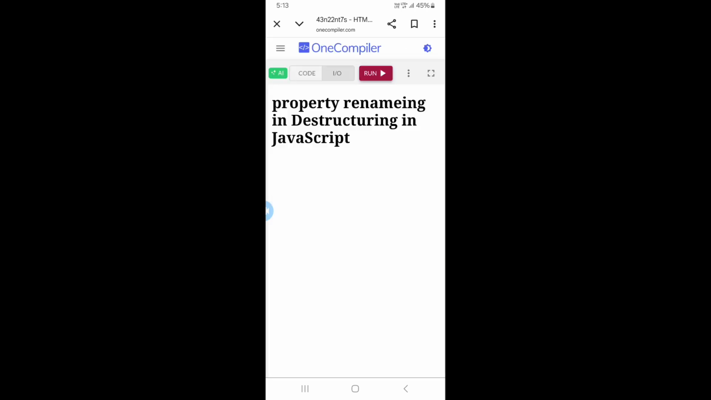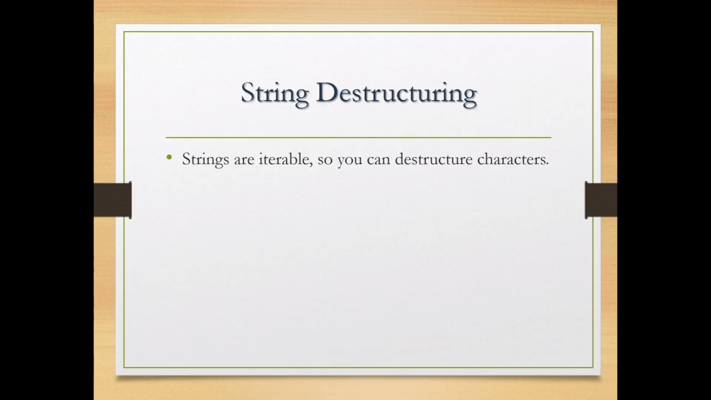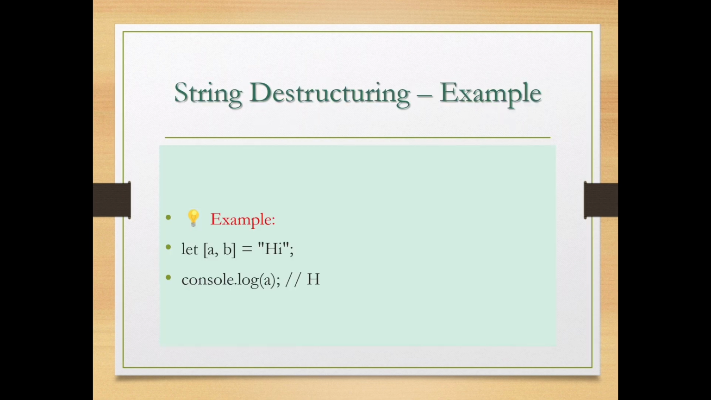This is the code for property renaming. Next we will see string destructuring. Strings are iterable, so you can destructure characters. Next we will see one simple example using string destructuring. Here I am taking one simple example for string destructuring.